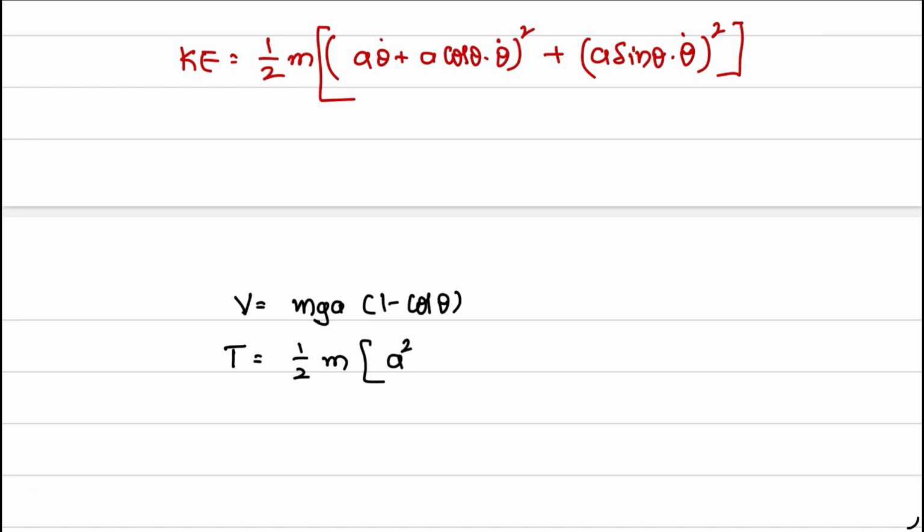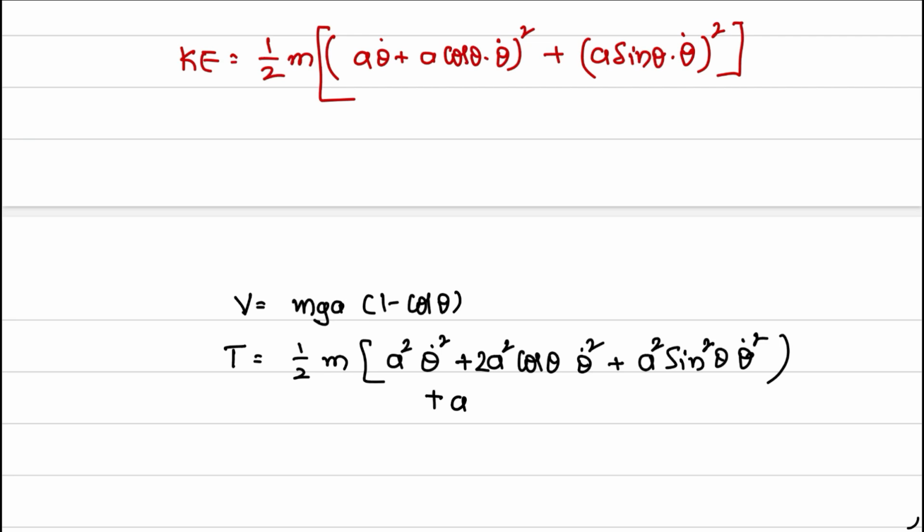a square theta dot square plus 2a square cos theta theta dot square plus a square sin square theta theta dot square. Don't make a mistake anywhere. This is 2 a square cos theta theta dot square, and this is another, a square cos square theta theta dot square.